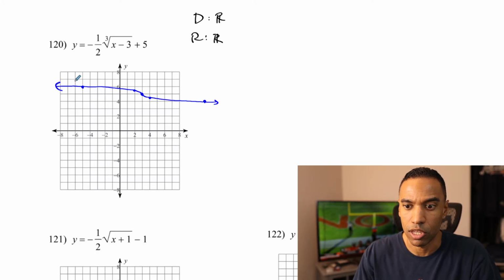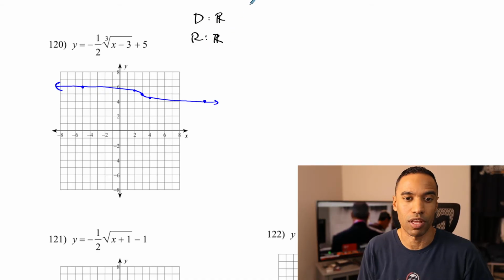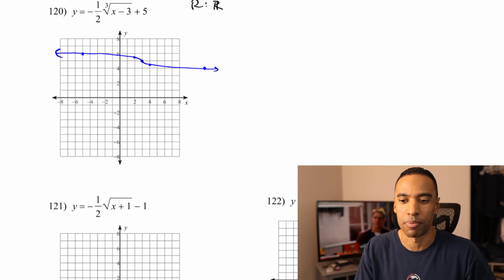Okay, very, very skinny. You know what? It goes up and down forever, right? This isn't flattening out. Range is all real numbers. It goes up and down forever. It just goes left and right a lot faster than it goes up and down.